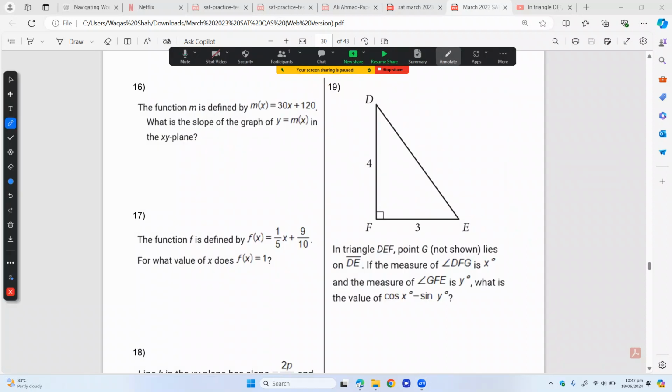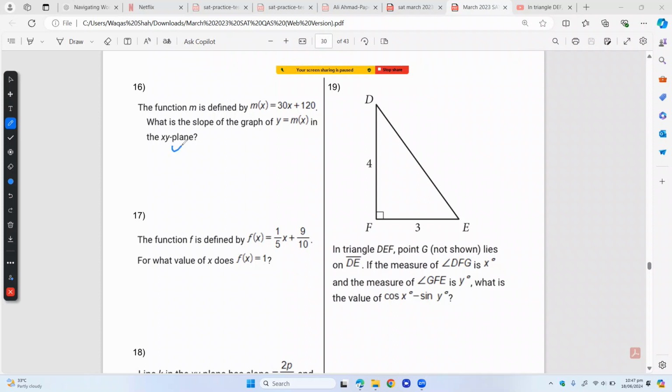Okay, in question 16, the function m is defined by m of x is equal to 30x plus 120. What is the slope of the graph y is equal to m of x? If you compare this equation with y is equal to mx plus c, where m represents slope, it will be y is equal to 30x plus 120. You can see that 30 is the slope. So slope, or m, is equal to 30, right? So 30 is our answer.